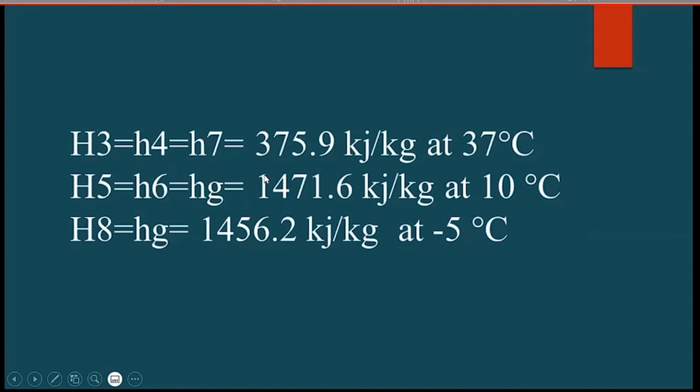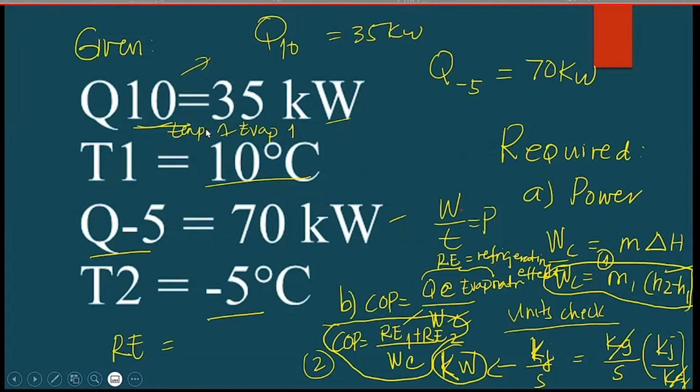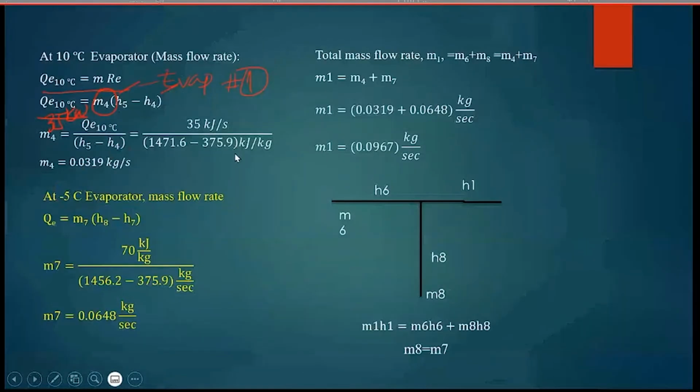We already got that. We have H5, we have H4. So the only unknown is M4, the mass flow at the entrance of evaporator 1 at 10 degrees centigrade. So just substitute values. 35 kilowatts is just 35 kilojoules per second. We convert kilowatts into kilojoules per second so that we can cancel the other units. Substituting values, we immediately have this M4.